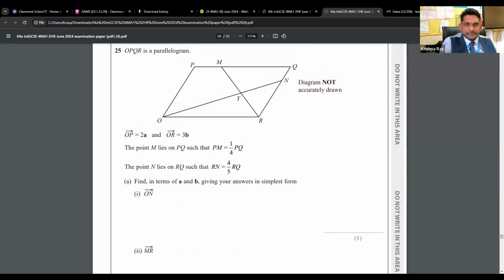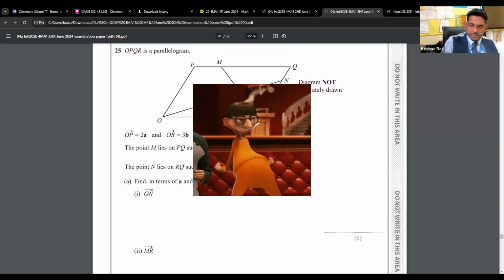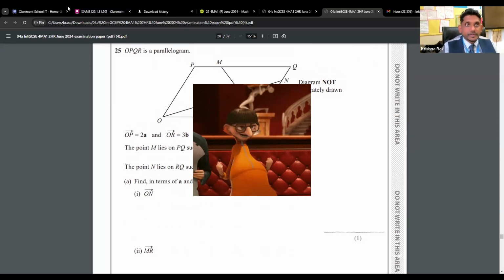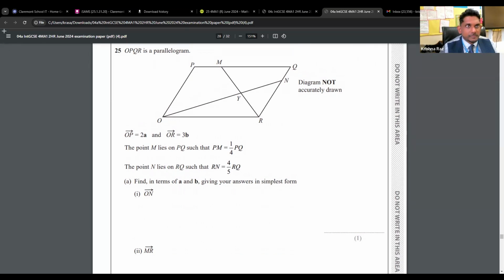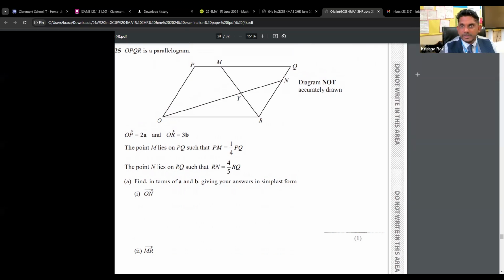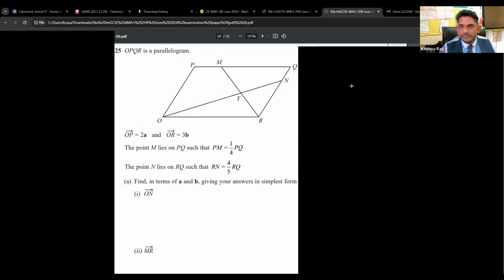Okay, so let's do this vectors question. And do a lot of writing to give myself a darker bit to write on. Don't need that. Done. So ON and MR.